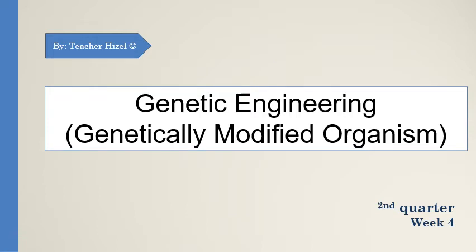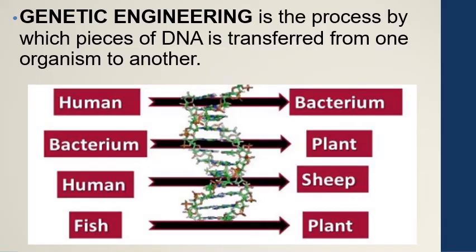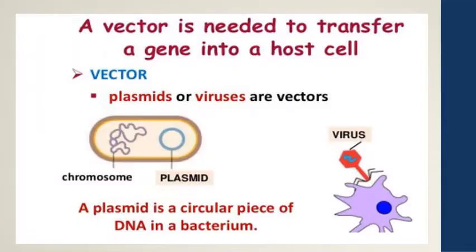Our topic for second quarter, week 4, is genetic engineering, genetically modified organisms. Genetic engineering is the process by which pieces of DNA are transferred from one organism to another. A vector is needed to transfer a gene into a host cell. Plasmids or viruses are vectors. A plasmid is a circular piece of DNA in bacterium.